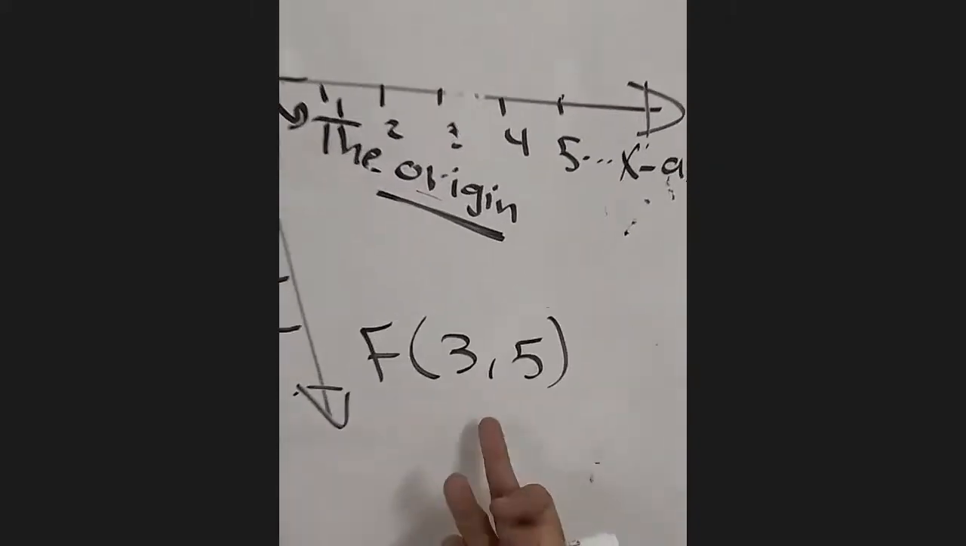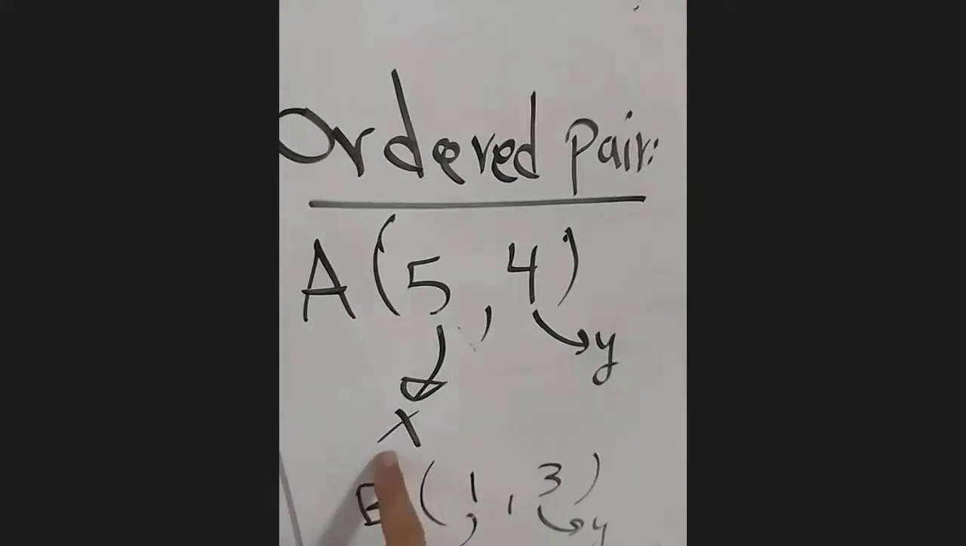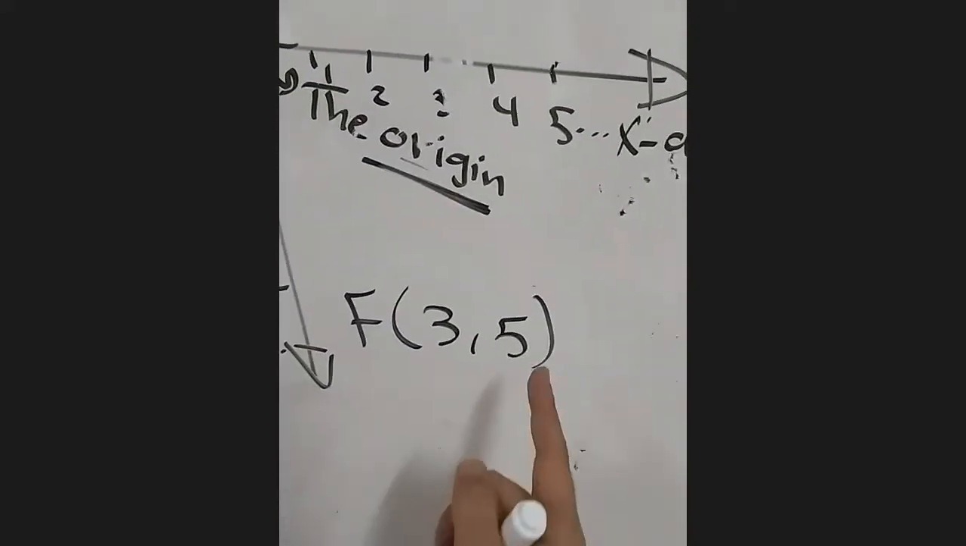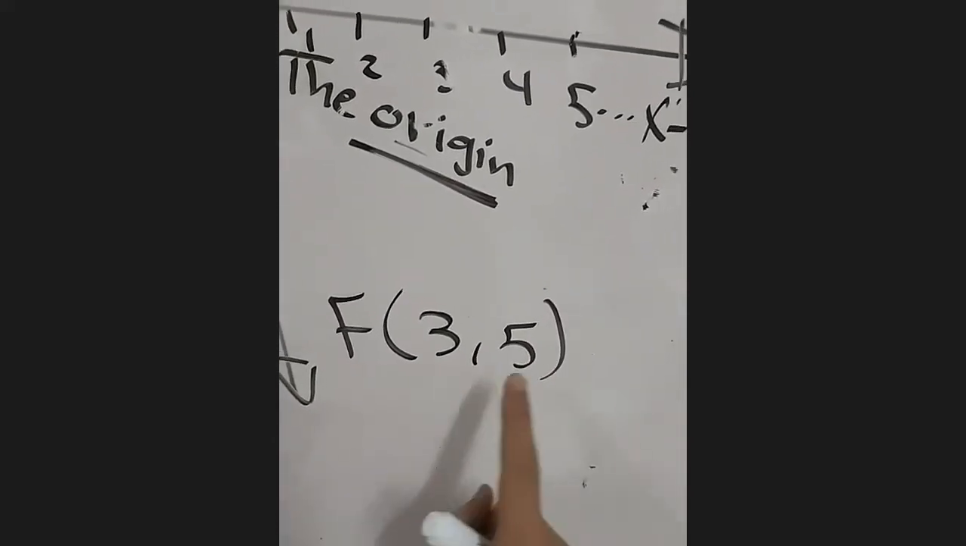What's the X here? The X is 3. And the Y is 5. Again, guys, the first number is always for X, the second number always for Y. Don't mix them up. Don't put the X here and the Y here. No, this is X, this is Y.